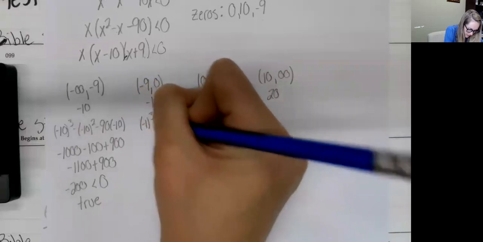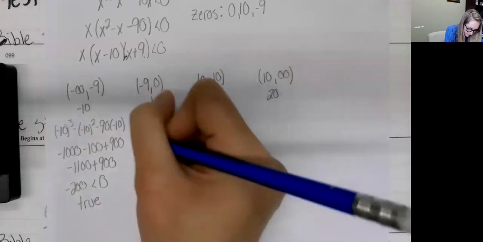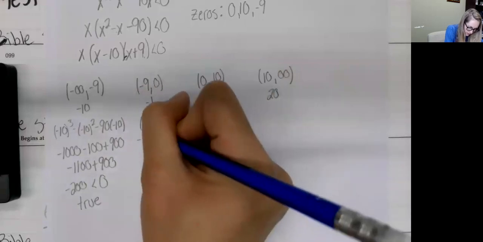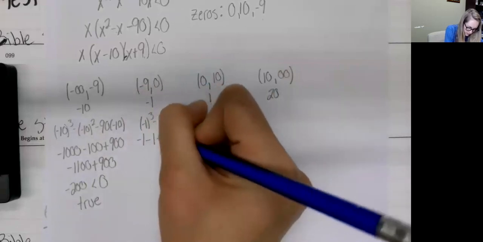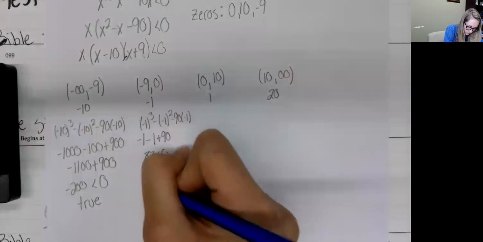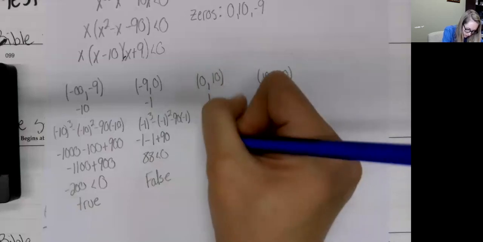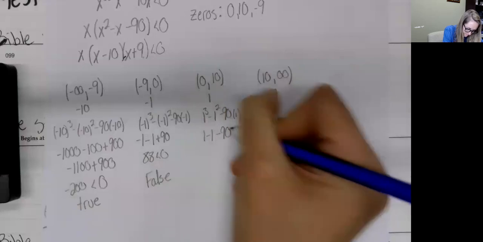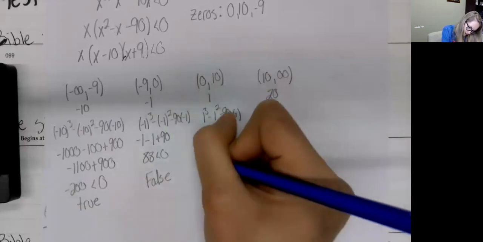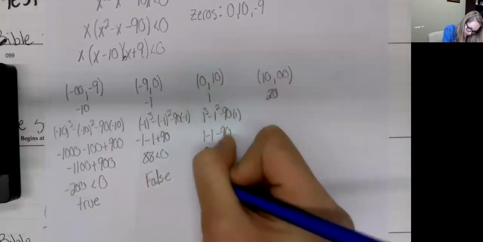Then we have -1 cubed subtract -1 squared subtract 90 times -1. So -1 subtract 1 plus 90. So this would have been 88 is less than 0, not true, so false. Then 1 cubed subtract 1 squared subtract 90 times 1. So we have 1 subtract 90, which would be -90 is less than 0, true.